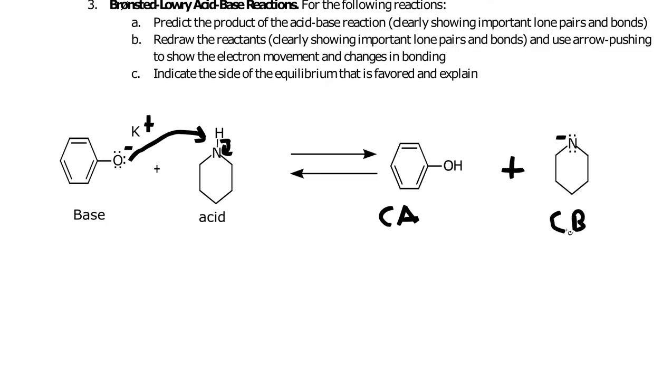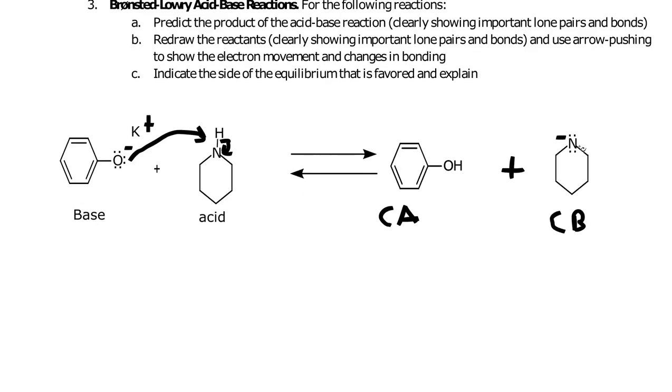Okay, we are almost done here. All we have to do is indicate the side of equilibrium that is favored. And when we do that, we compare our conjugate base to our base and we decide which one is more stable. The more stable compound will be the side where the reaction is favored. It'll make more sense when I show you.